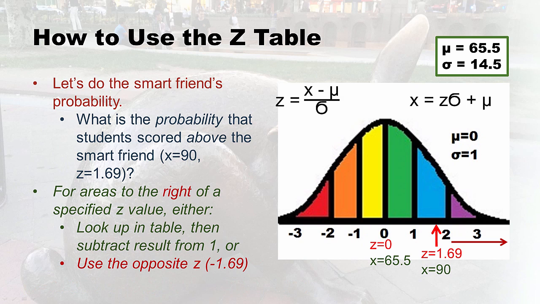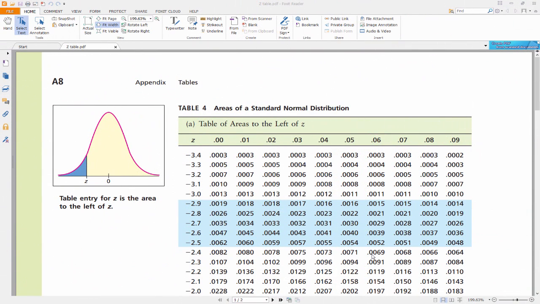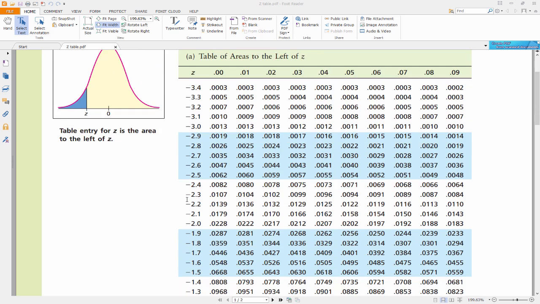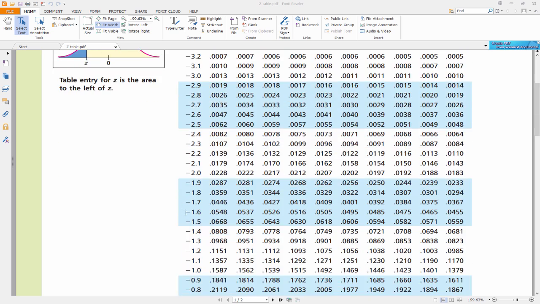There's another way of doing it, and that's where you just use the opposite z from the get-go. So we're going to now use the opposite z. We're going to look up negative 1.69. All right, here we are back at the z table, only this time we're looking up negative 1.69. So negative 1.6 is the first thing we need to find in this column. So here we are, negative 1.6, and then we know 9 is the last column. I'm learning that. So we'll go over here. And so that looks familiar, right? 0.0455. Okay, hold that thought.